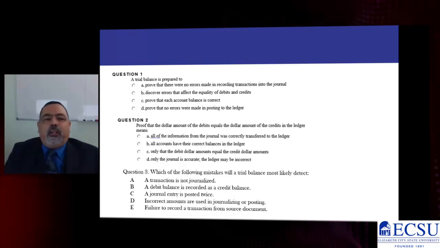A trial balance is prepared to prove there were no errors made? As I said to you, we cannot prove there were no errors made, because sometimes compensating errors could be made. Or, discover errors that affect the equality. That would be a possible answer. Prove that each account balance is correct? Again, that we can't. So the best possible answer is number B. That is how we answer that question.